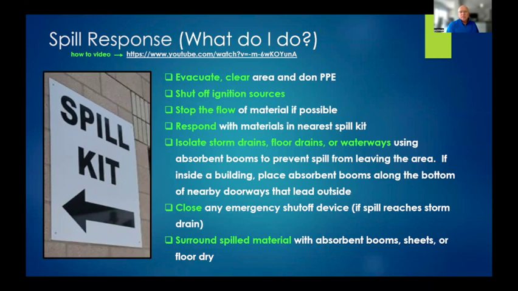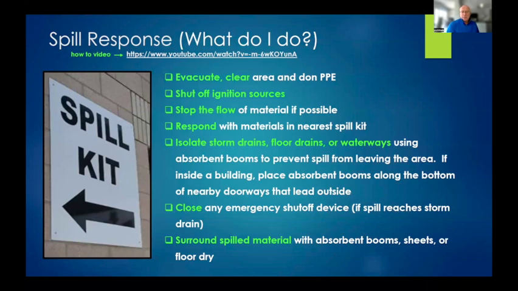Okay. If you don't have the spill kit at your fingertips, shut off the ignition sources. Stop the flow. Contact your supervisor. If there's a support person in the area that can get the spill kit to you, that's what we want to do. And then respond with the materials that we reviewed, making sure that you've isolated storm drains, the floor drains, any waterways. You want to make sure that we don't impact those receptors. And then close any emergency shutoff devices on the surrounding equipment or drains.